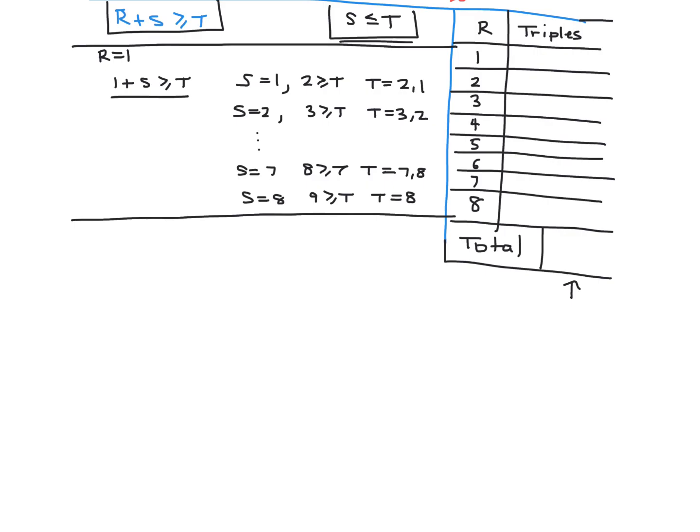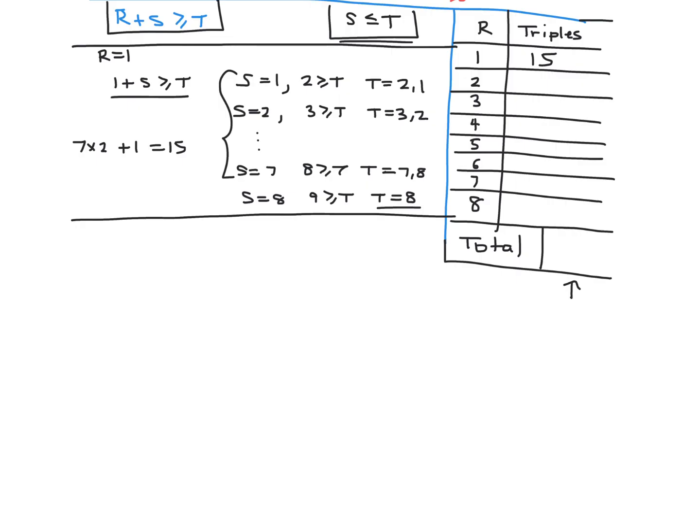So how many did I get? For s equals 1 to 7, for each of them I would get 2 values. So for those 7 I get 2, and then I get 1 value when s is 8. So that looks like 15. So 15 goes here. So that is an example.